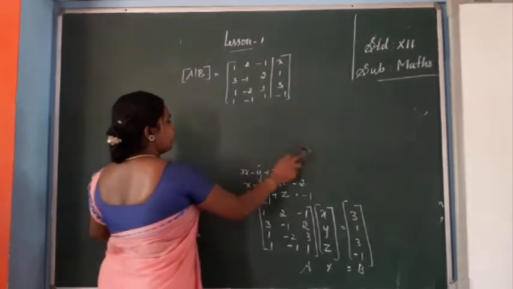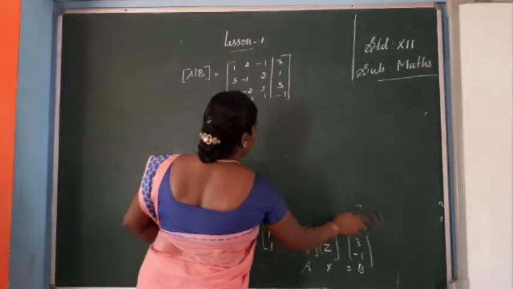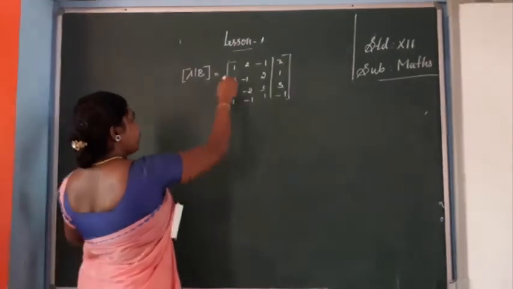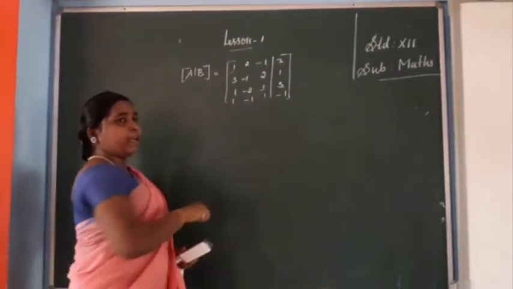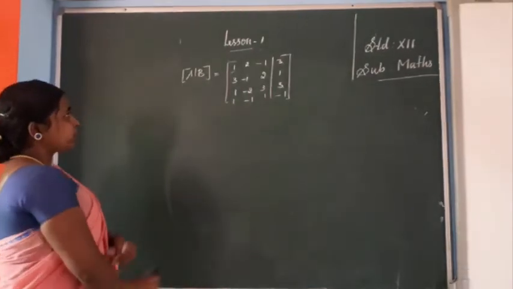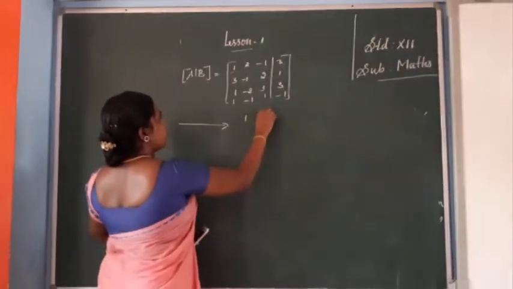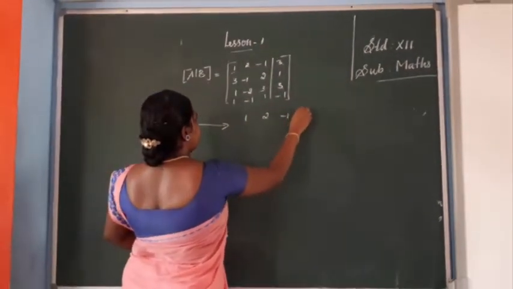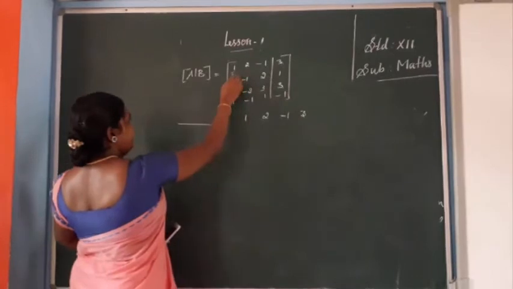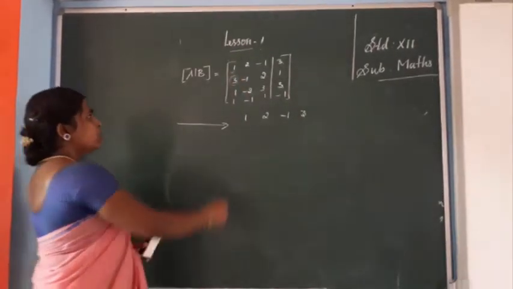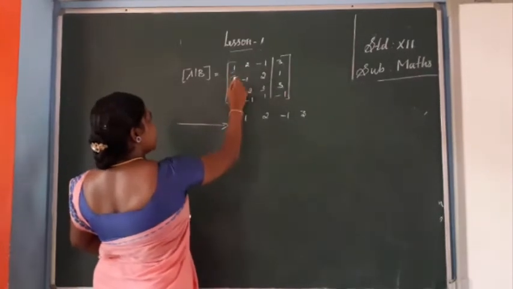So next, what do you want to do? We have to convert it into row echelon form. Row echelon form means in the first place we need one non-zero element. The non-zero element is there, so the first row has no change: 1, 2, minus 1, 3. Next, instead of 3 we need 0, isn't it? So use the first row to eliminate 3.